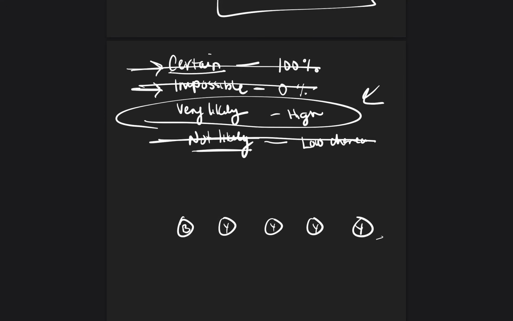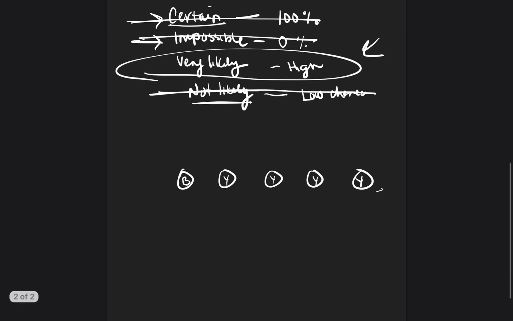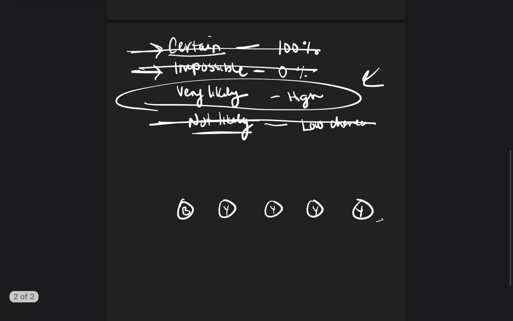Okay, but what if I said, how would I describe pulling a blue one out of the bag? Let's go through those choices again. It's not certain because there's not a 100% chance of picking the blue. All of them are not blue, so it's not certain. It's not impossible. Impossible means there's a 0% chance of this happening. Although there's only 1 blue and there's many yellow, it's not impossible because there is a blue in the bag. So there may be a small chance that you end up picking a blue. It's just a very low chance of it happening.